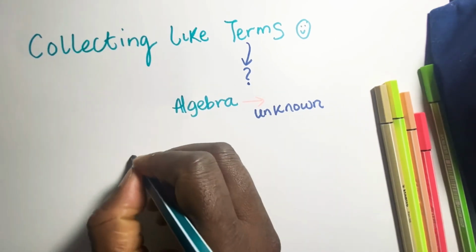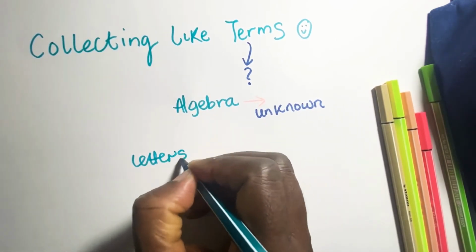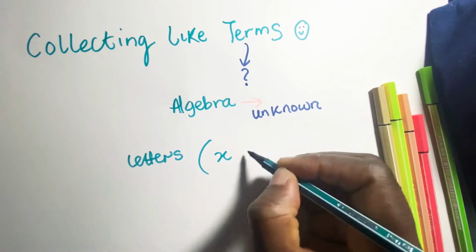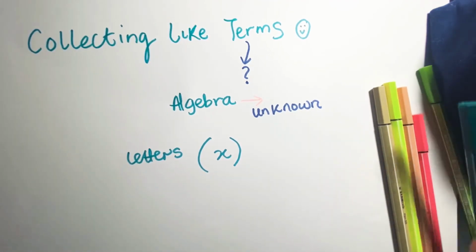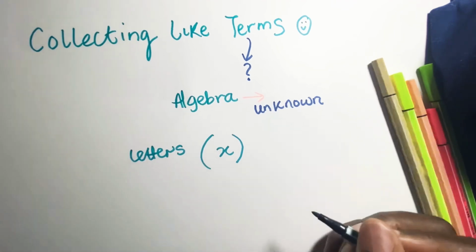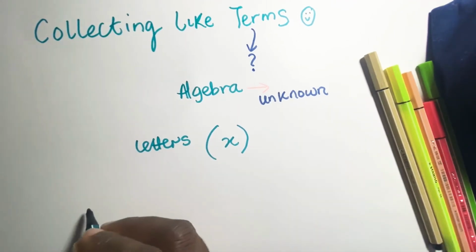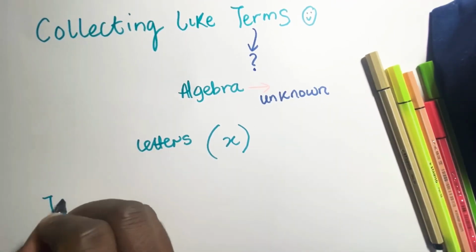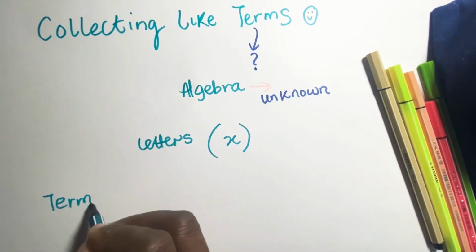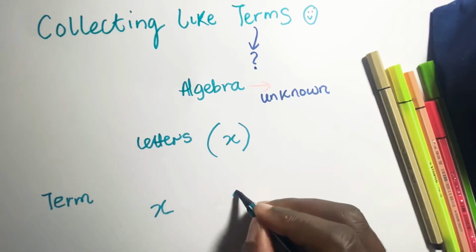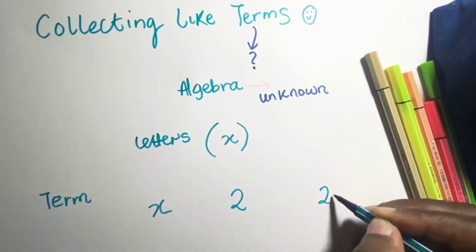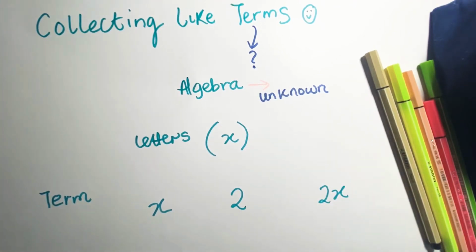In algebra, we use letters to represent things that we do not know, the unknown. And of course, the most common one that you are aware of is the letter X. So, where we say find X all the time. So, we use letters to represent the unknown. Now, an algebraic term can be a letter, a number, or a combination of a letter and a number.